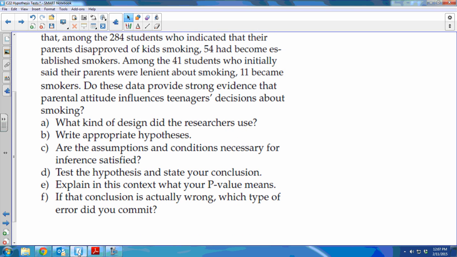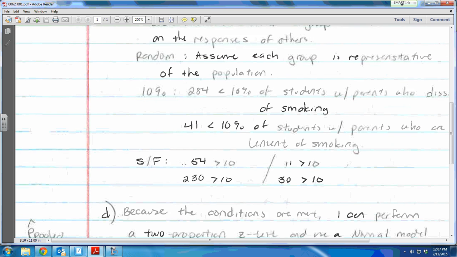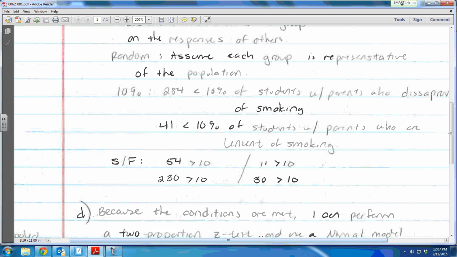So in part D, test the hypothesis and state your conclusion. All right. So I'm going to switch over here to my work. Because the conditions are met, I can perform a 2 proportion z-test and use a normal model, right? Now, the next thing is to show the standard deviation. What do we have to find before we actually do that?